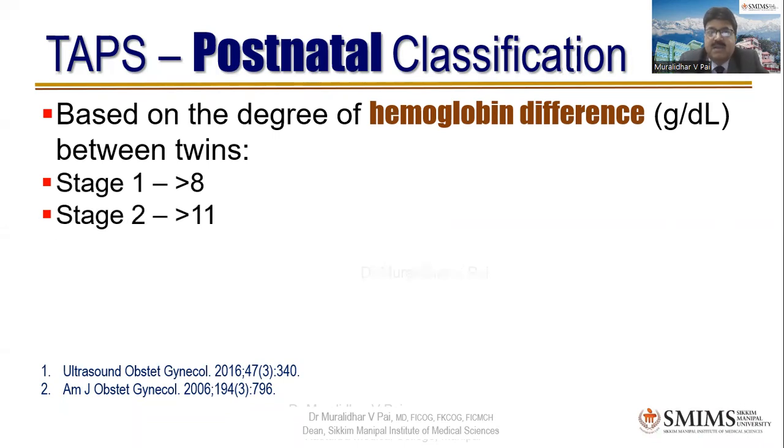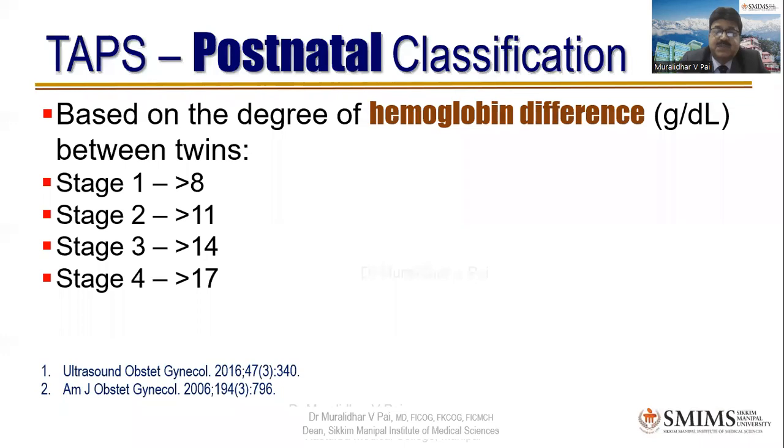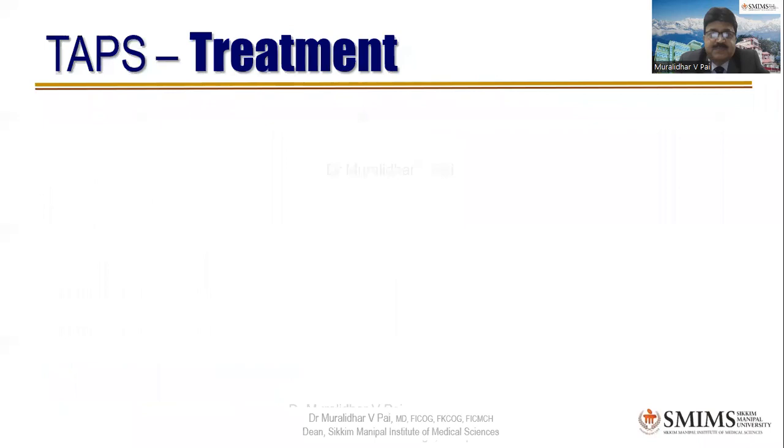Easy to remember. Whereas stage 2 is hemoglobin difference more than 11. Stage 3 more than 14. Stage 4 is more than 17. It's almost like one baby is having 17 grams hemoglobin, other baby having almost 0, I think. And stage 5 is more than 20. That much of difference, I don't think that baby survives.